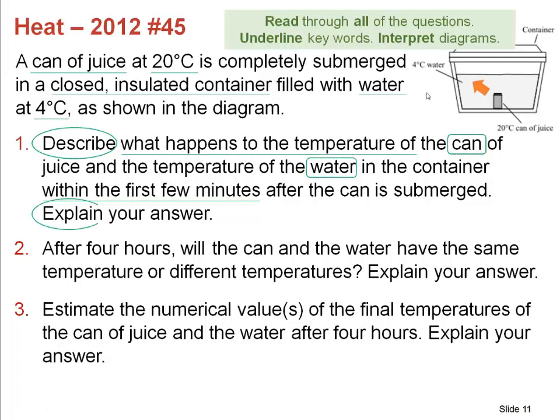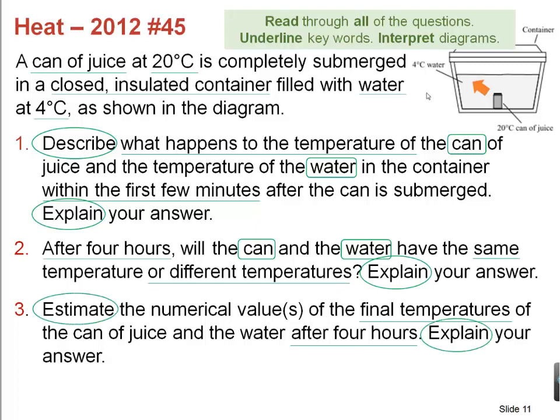Describe what happens to the temperature of the can of juice and the temperature of the water in the container within the first few minutes after the can is submerged. Explain. So first few minutes is considered a fairly short period of time. Now we need to think about what happens in that short period of time. After 4 hours, will the can and the water have the same temperature or different temperatures? Explain. Estimate the numerical values of the final temperatures of the can of juice and the water after 4 hours.